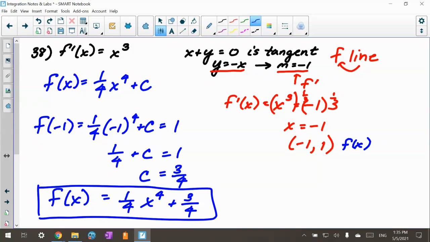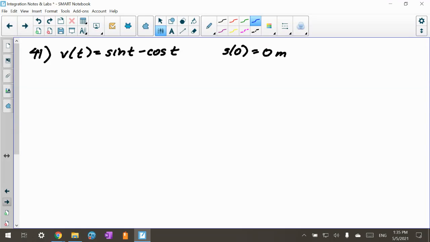The next one I have you doing is 41. So let's go to 41. In 41, I gave you the velocity. You have to recognize that the velocity is my second derivative. And then I gave you information that s of 0 is 0, so that's my original function. I'm going to do the antiderivative to get back to that position function.